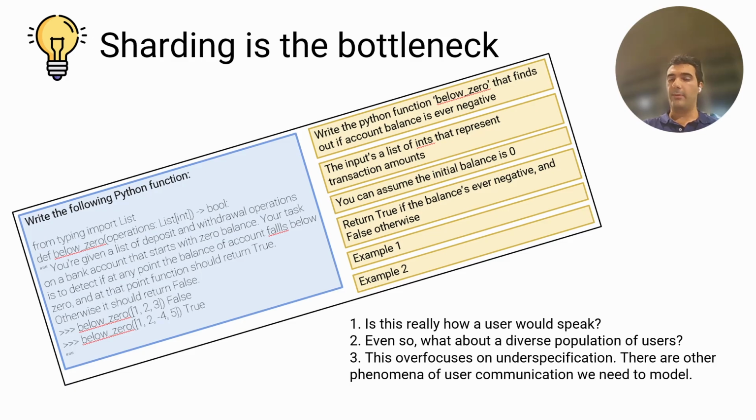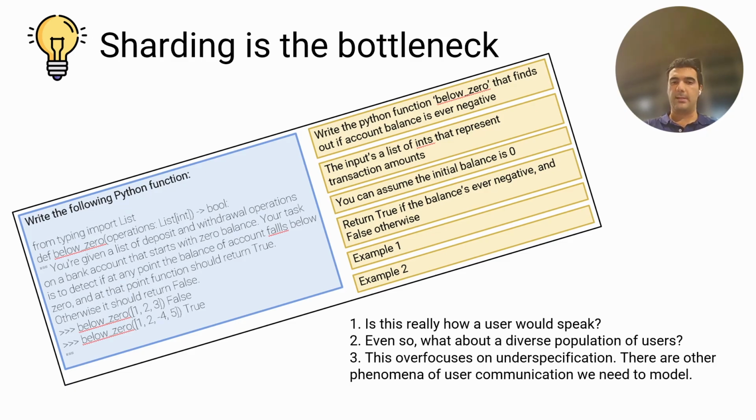And one thing that I'll end here with in part one is that we believe that sharding here is the bottleneck. Perhaps as you saw the way that Hira and I were proposing to shard, you were thinking, hey, is this really how a user would speak? And even so, is this really how a diverse population of users would speak? Because when we think of interactive settings, we shouldn't think narrowly. We should think, okay, there's all sorts of ways that people interact with AI systems, and we should model that as part of the process.